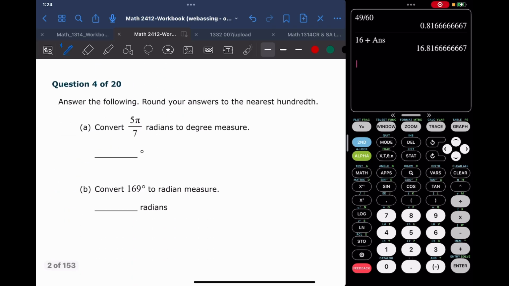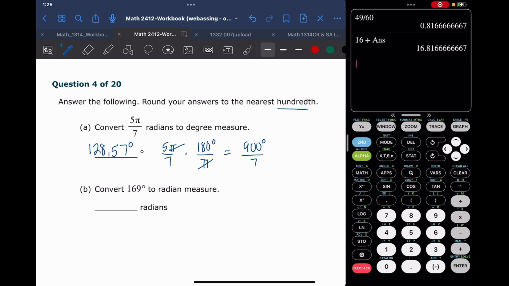For number 4, radians to degrees, 5 pi over 7 times 180 degrees over pi. So when you multiply fractions, you multiply going across. I'm going to get 900 degrees over 7. And it says to the nearest 100th, so that's 2 decimal places. So this is going to be 128.57 degrees.